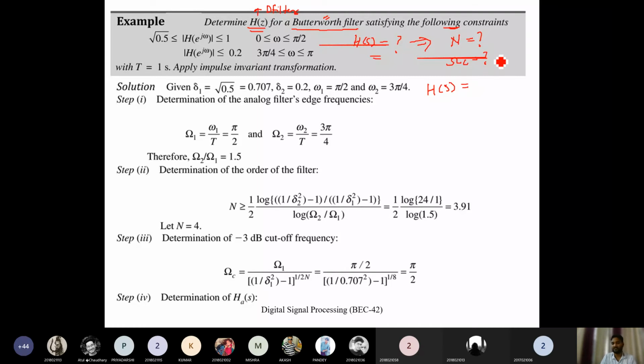So in case of a Butterworth filter, we know the generalized formula. Okay, so in that generalized formula, the n value, that is the order of the filter, and omega c, that is the cutoff frequency, we need to find out before going for the generalized formula. So with respect to the specification, we will be converting it, and we will be calculating the n value and the omega c value. So this is the given specification.